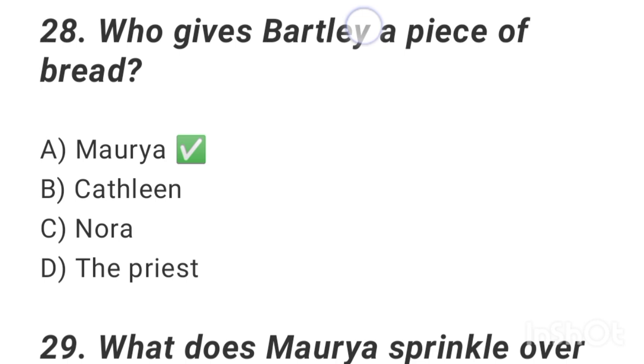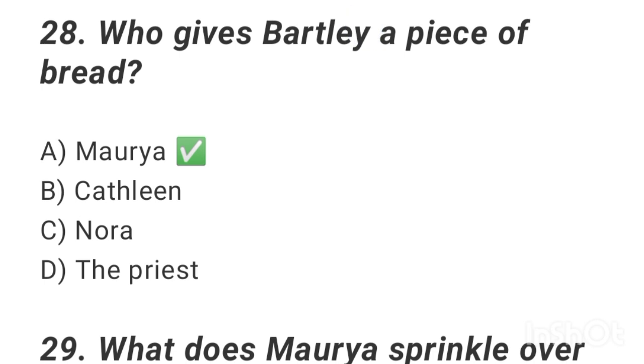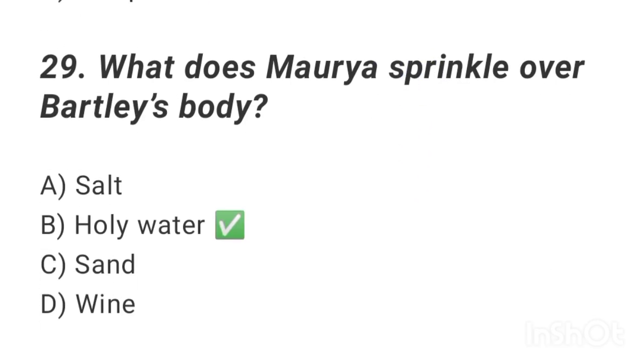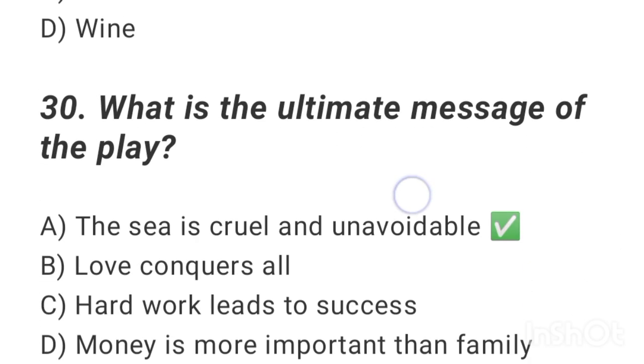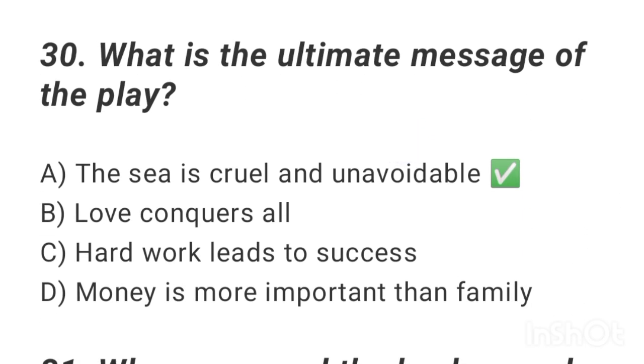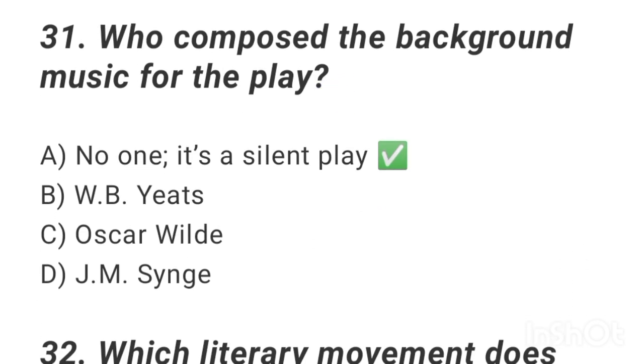Next, who gives Bartley a piece of bread? Maurya gave Bartley a piece of bread during his journey, beside the sea. Next question, what does Maurya sprinkle over Bartley's body? Holy water. Answer. What is the ultimate message of the play? Sea is cruel and unavoidable, and the truth and reality of life. Next question, who composed the background music of the play? No one. It's a silent play.